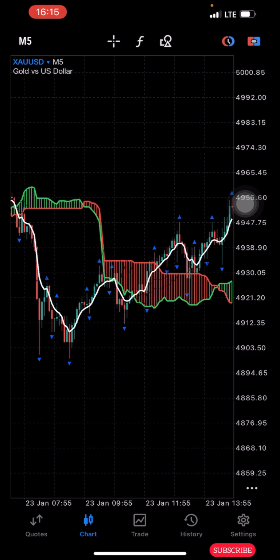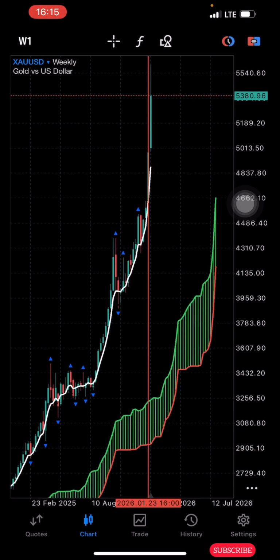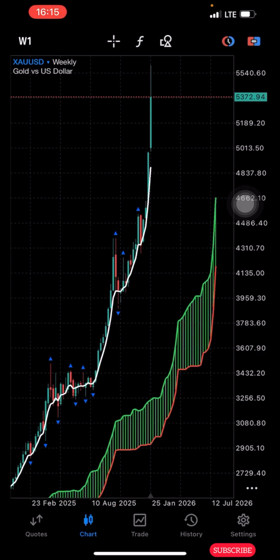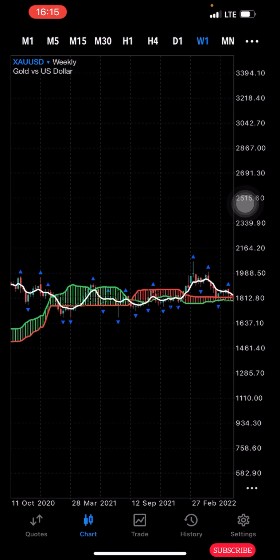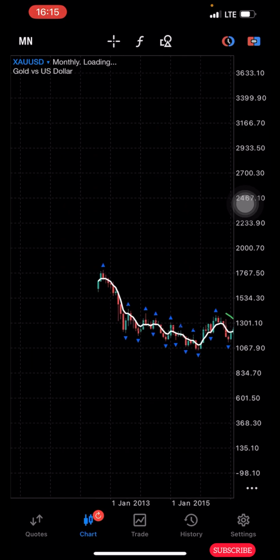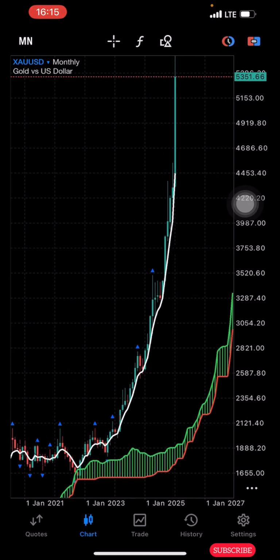Because ever since the history of gold, you can see that it has mostly been on a bullish trend. Mostly gold is always bullish. Since the history of gold, let's go to the monthly time frame. You can see it has always been bullish. So why would you be looking for sell entries in this kind of market?